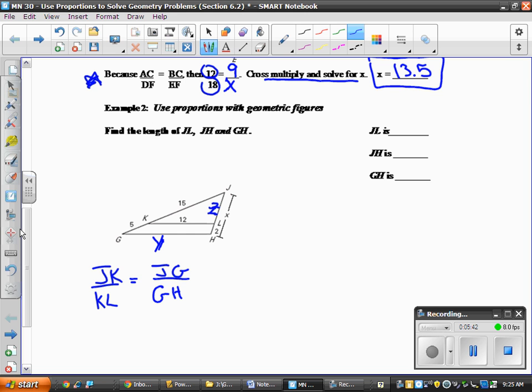So JK is 15 over KL, which is 12. That's going to equal JG, which is J to G, careful, you add those together, that's going to give you 20, over GH, which we don't know, and that's where we put our variable y. So it's really a good idea to put a variable in where you don't know the answer. That's why it's called a variable. It's the unknown. Here we want to cross multiply to solve, so we have 15y equals 240. You divide out by 15, and you will end up with y equal to 16.